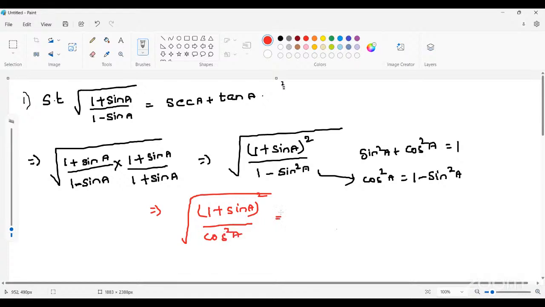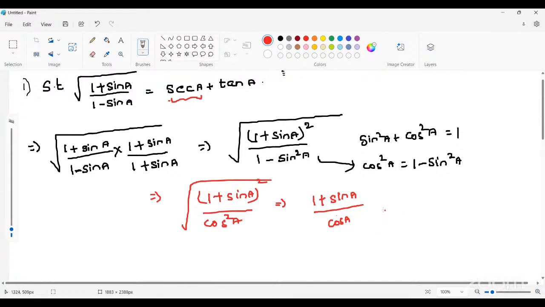Now let us come out of the root. So what will we get? We will get 1 plus sin A the whole square, and when it comes out, it will become 1 plus sin A. By cos square A, when it comes out of the root, it becomes cos A. Now what we need to prove is secant A. What is secant A? It's nothing but 1 by cos A. So we can write this as 1 by cos A plus sin A by cos A.